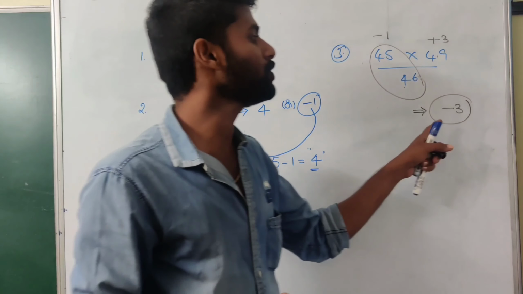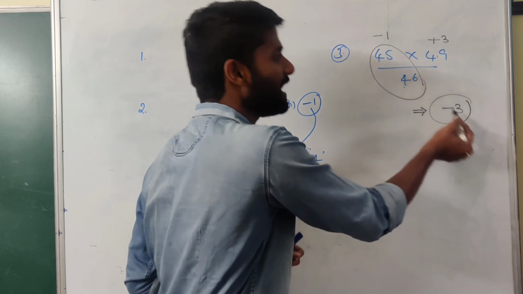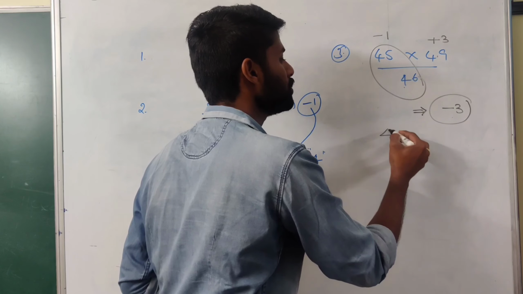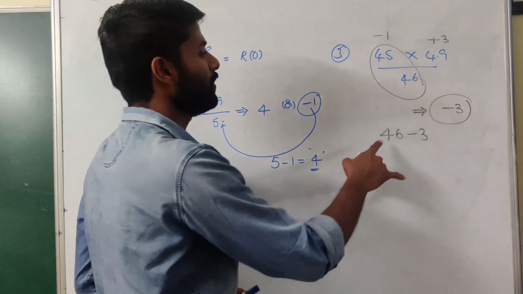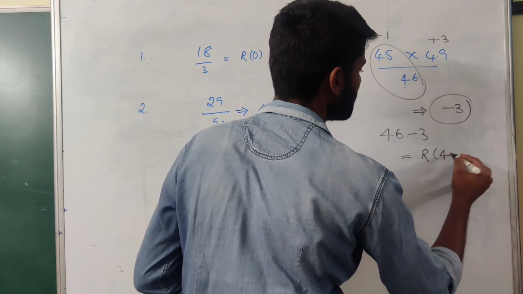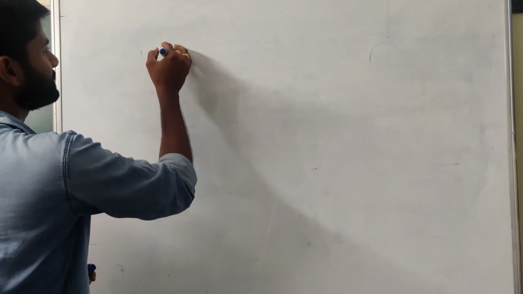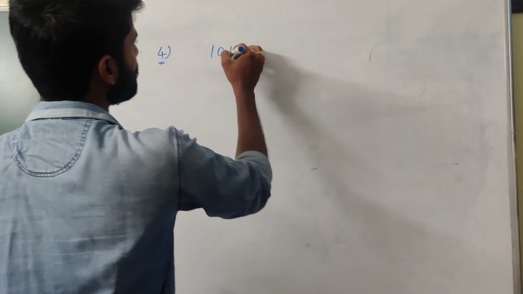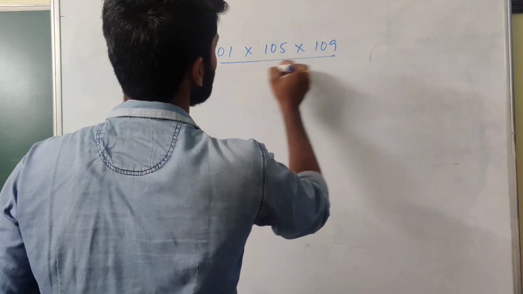But here we don't have any negative values as an answer. That's why we convert the negative value into a positive value, meaning the negative value is added to the denominator. Then 46 minus 3, the final remainder is equal to 43. So this is the calculation. See, we have different questions. For example, 101 into 105 into 109 divided by 106.